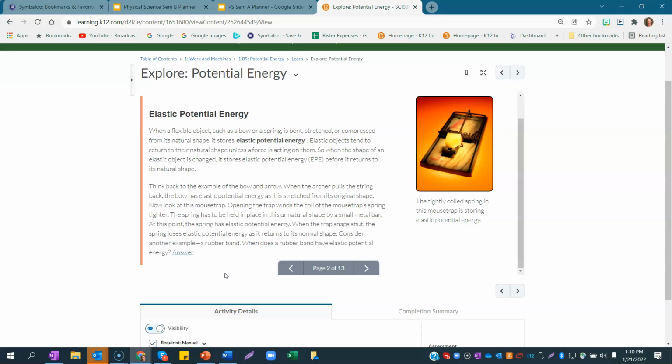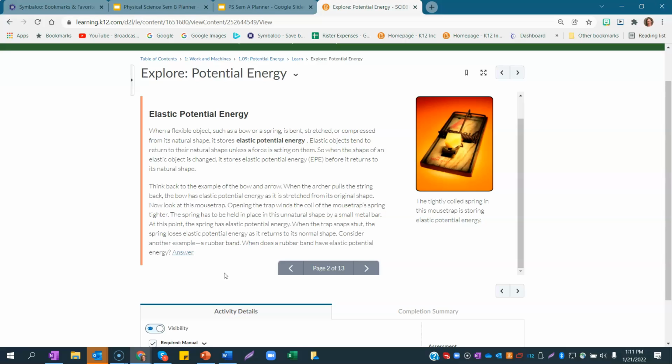Opening the trap winds the coil of the mousetrap spring tighter. The spring has to be held in place in this unnatural shape by a small metal bar. At this point, the spring has elastic potential energy. When the trap snaps shut, the spring loses elastic potential energy as it returns to its normal shape.